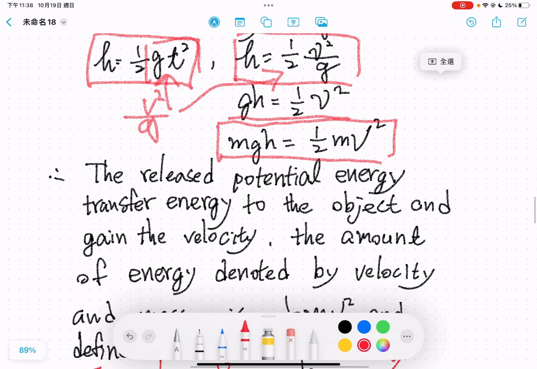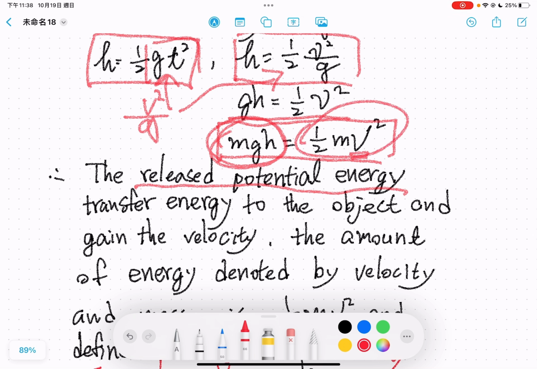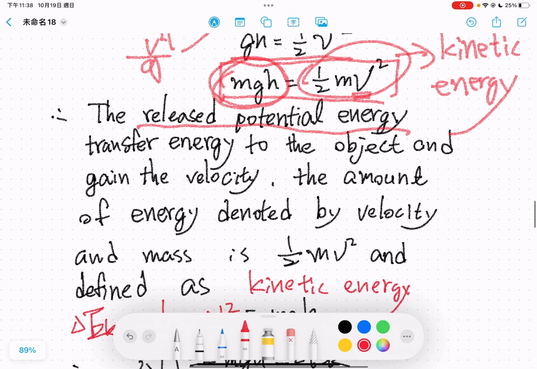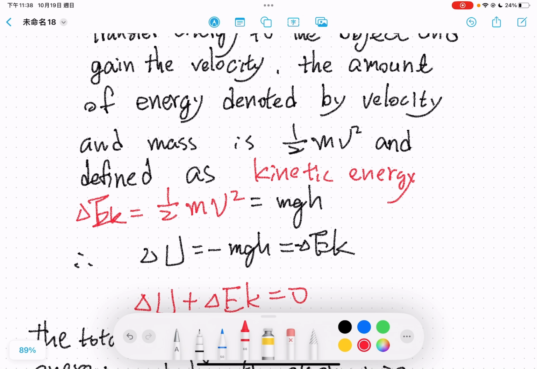That means the released potential energy is transferred to the object and gains some velocity. So we define this value as kinetic energy. The kinetic energy, EK, is half of mv squared and equal to mgh.